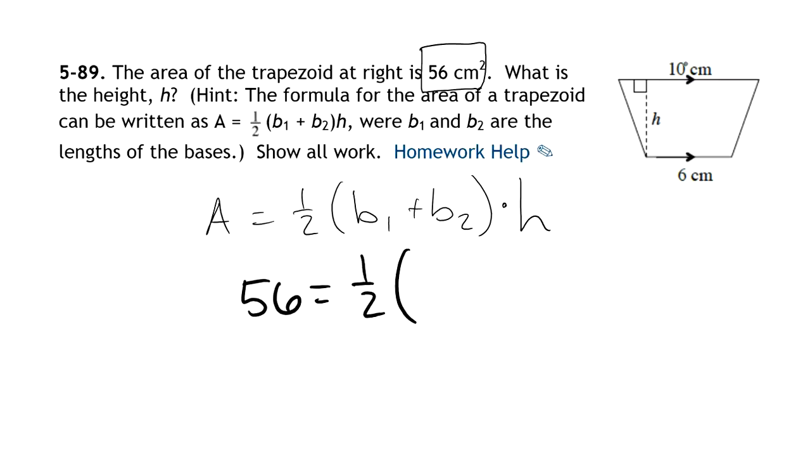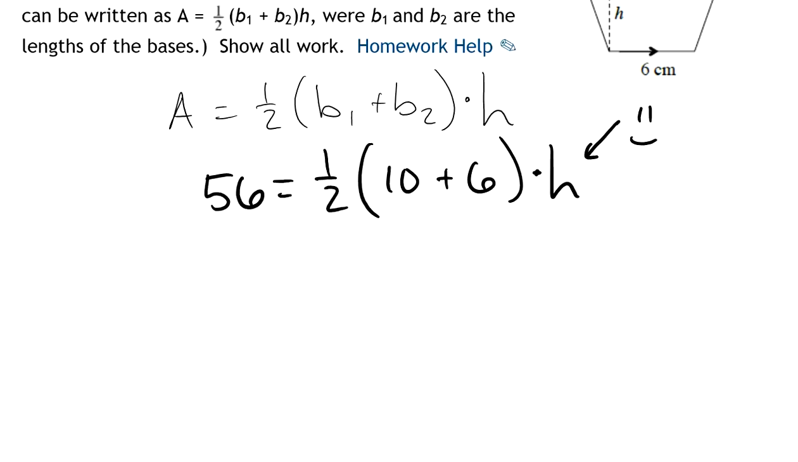And if you can look, the bases in a trapezoid are the sides that are parallel to each other. So my two bases are 10 and 6. And then I need to multiply that by the height. This is nice because we're asked to find the height, and you can see it's the only variable remaining. So let's just go ahead and clean this up a little bit.